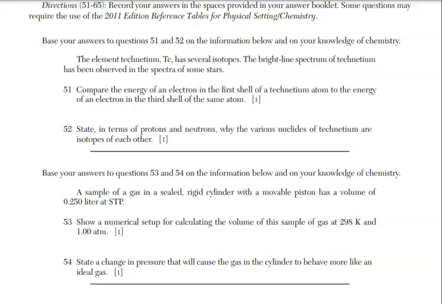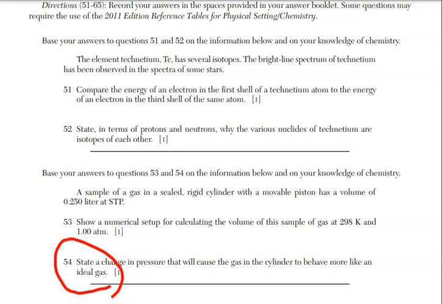State a change in pressure that will cause the gas in the cylinder to behave more like an ideal gas. Any gas is a real gas. There is no such thing as an ideal gas. An ideal gas is a simplification of the behavior of real gases, and we use this in calculations, and actually it does a fairly good job. Any real gas is going to behave most like an ideal gas at high temperature and low pressure. So that's exactly what we want to say. So we want to lower the pressure.